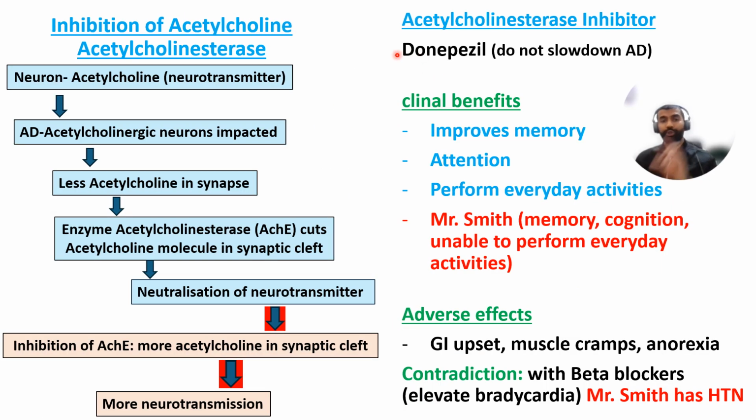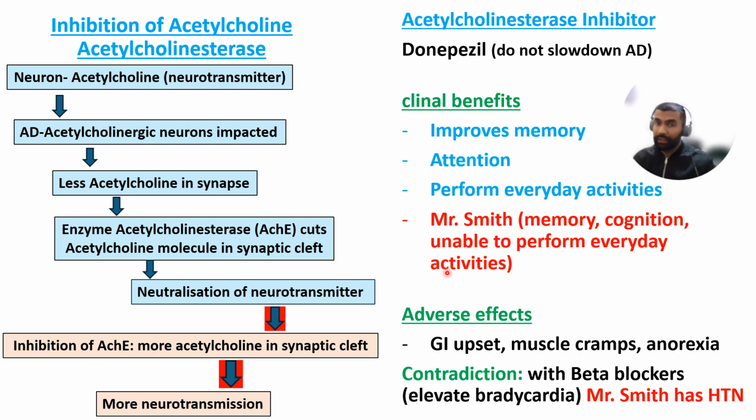For the messages to transfer from one neuron to the other, we need a neurotransmitter, which is acetylcholine. Now, what's happening is the enzyme acetylcholinesterase is cutting this acetylcholine, so there is less neurotransmitter in the synaptic cleft. As a result, there is less neurotransmission. What we can do is if we inhibit this enzyme, there is more neurotransmitter between the synaptic cleft and more messages passing on. That's how we can help using an acetylcholinesterase inhibitor, which is donepezil.